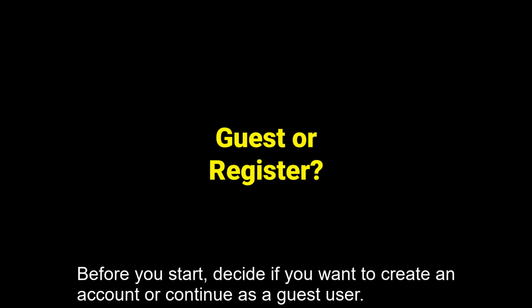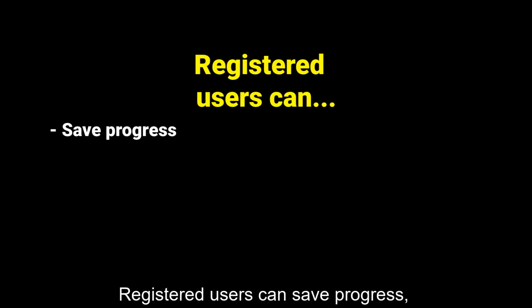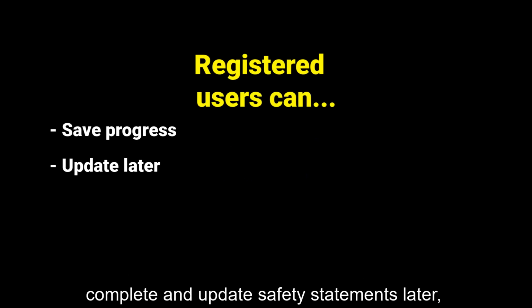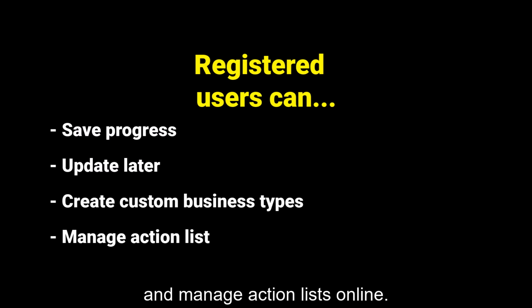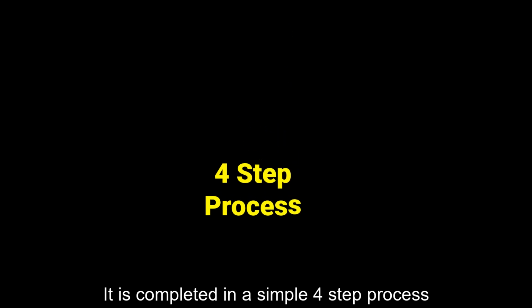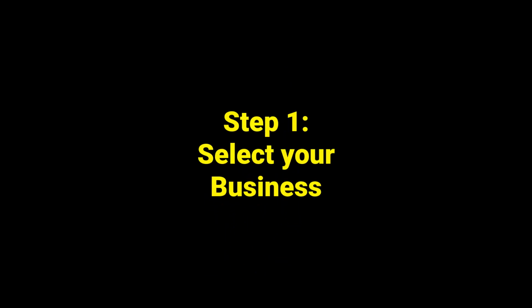Before you start, decide if you want to create an account or continue as a guest user. Registered users can save progress, complete and update safety statements later, create custom business types, and manage action lists online. It is completed in a simple 4-step process. Step 1. Select your business type.